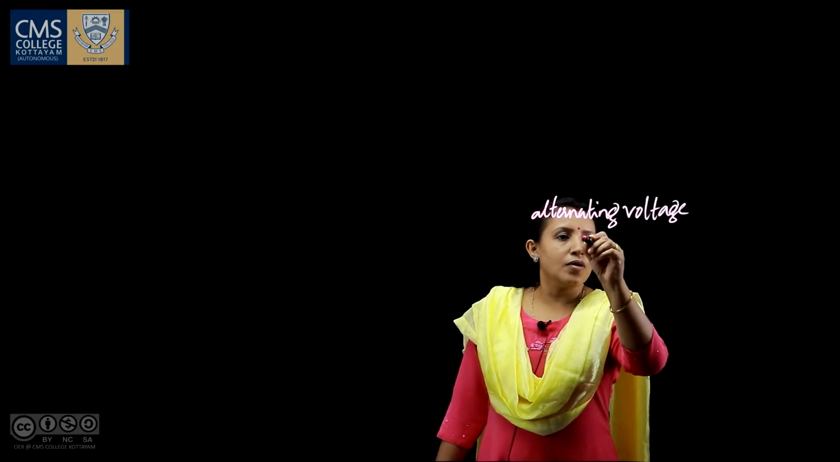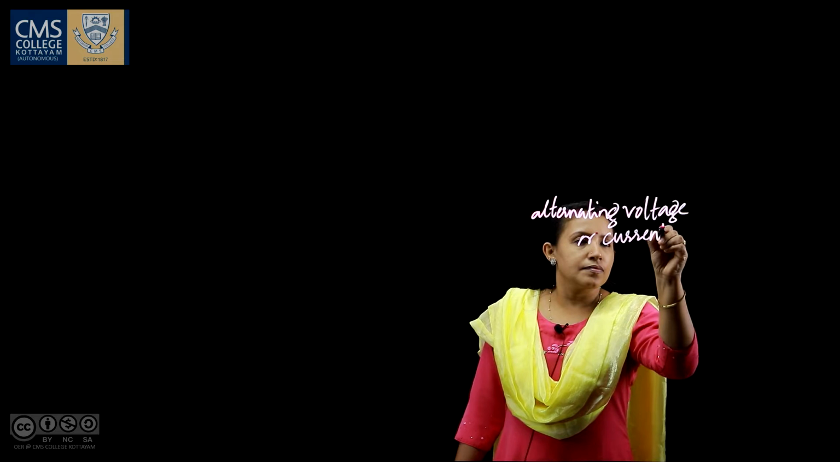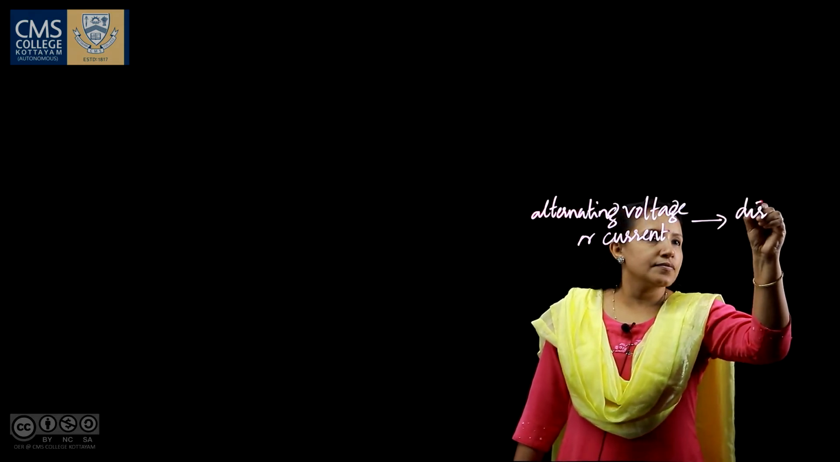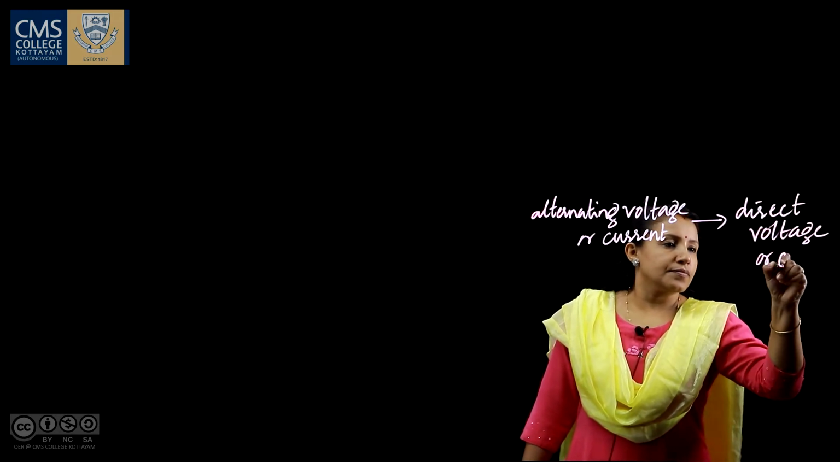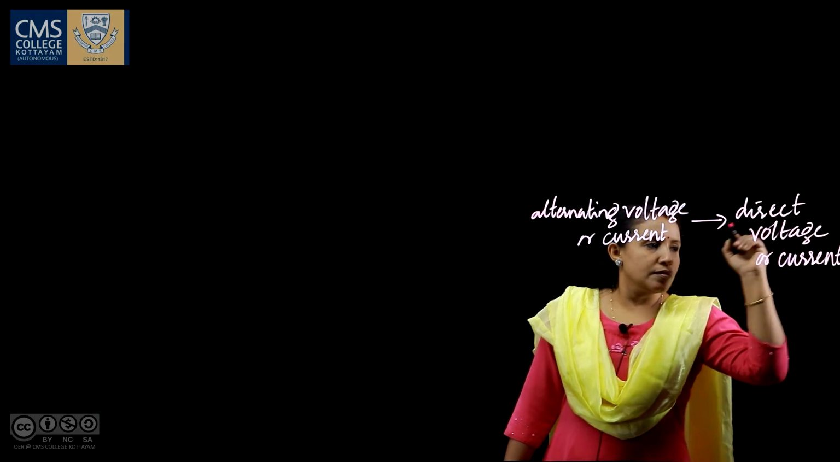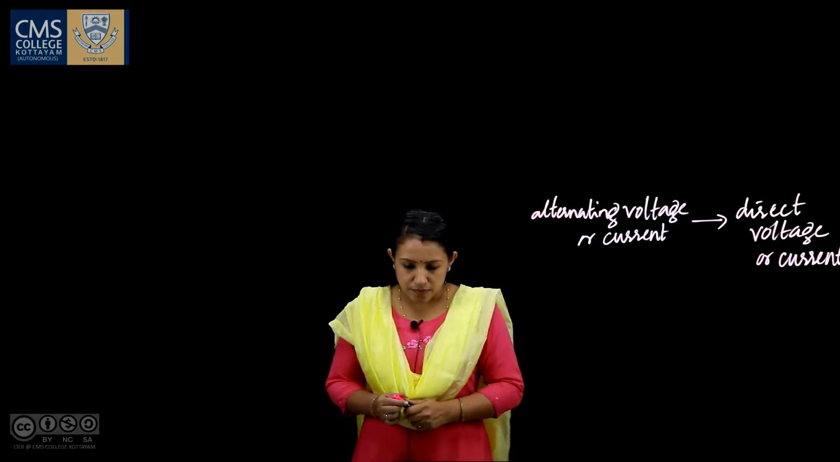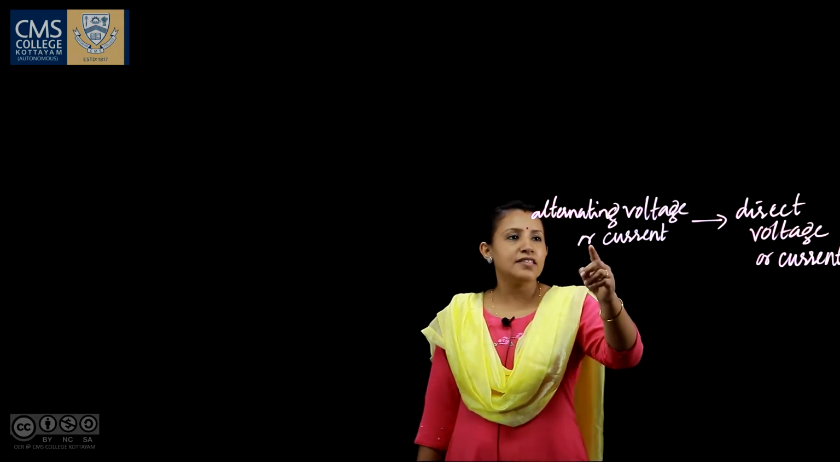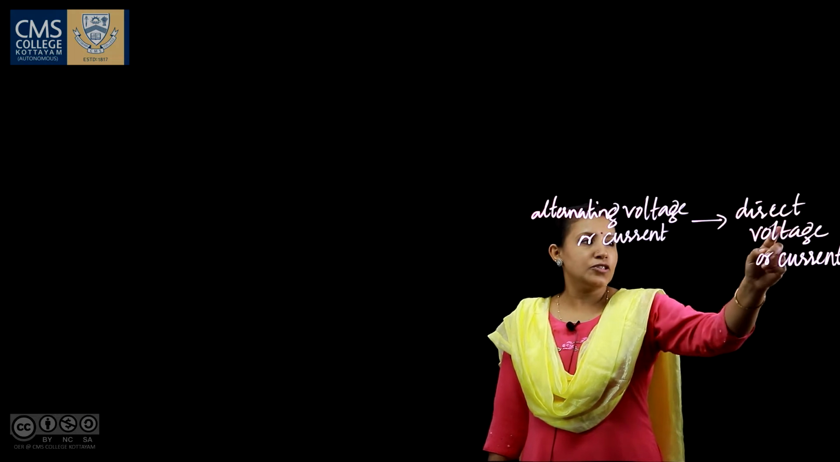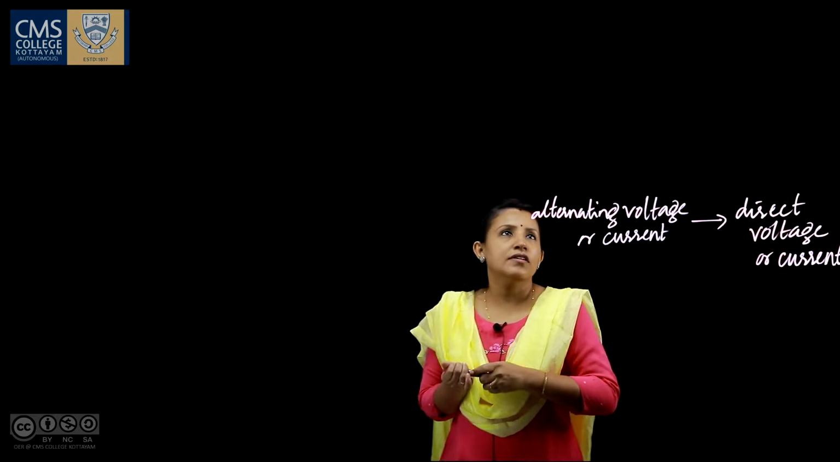A solution for this requirement is to convert the alternating voltage or current to direct voltage or current. The process by which an alternating voltage or current is converted into direct voltage or current is called rectification.